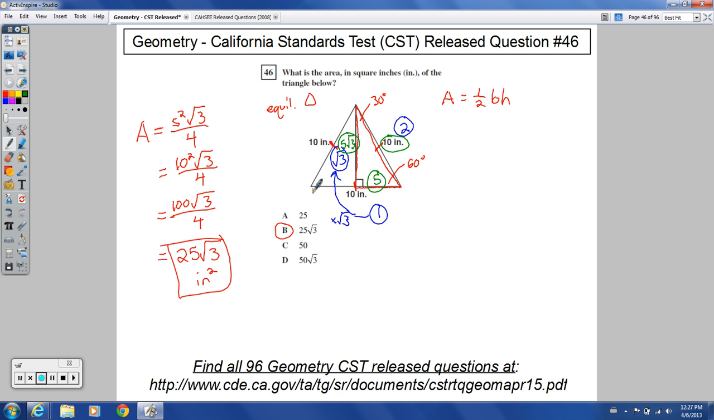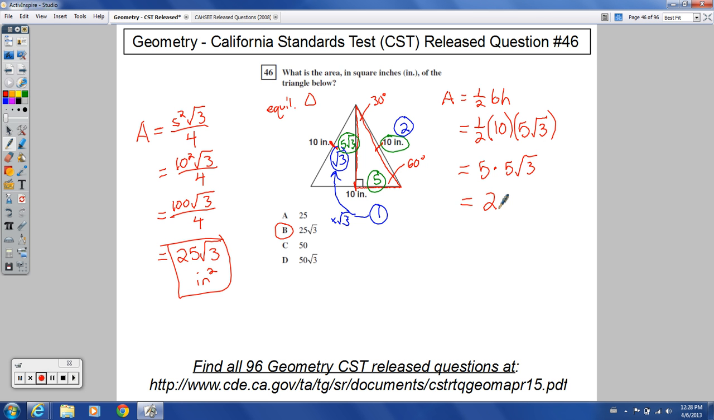And so now you would know your base and your height. This would be the height of this equilateral triangle. And you'd have 1/2 times 10 times 5 rad 3. Half of 10 is 5. So you have 5 times 5 rad 3.